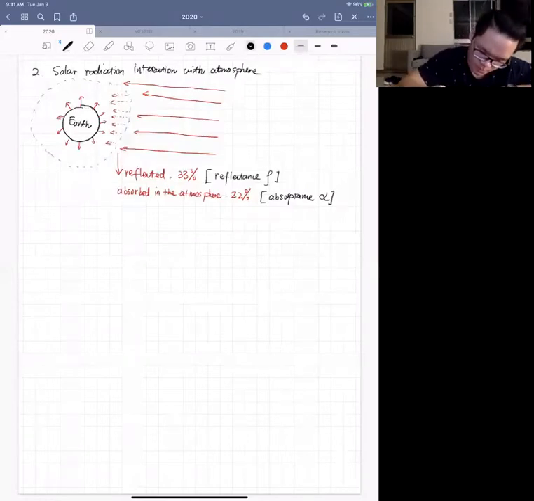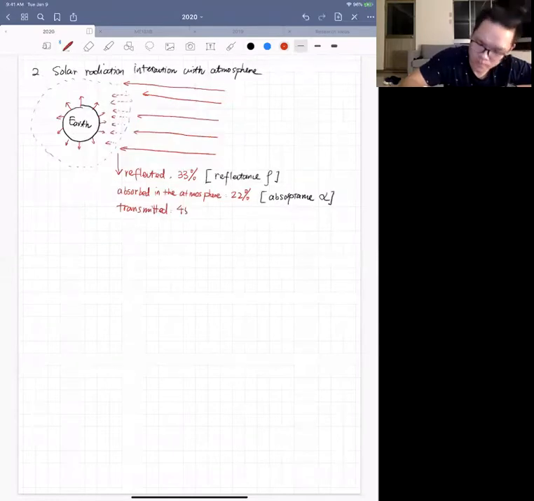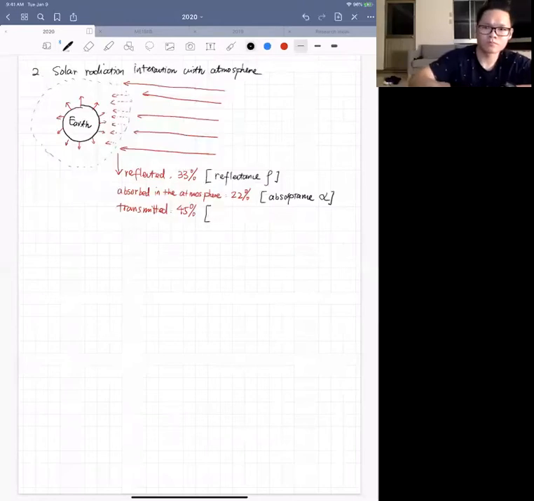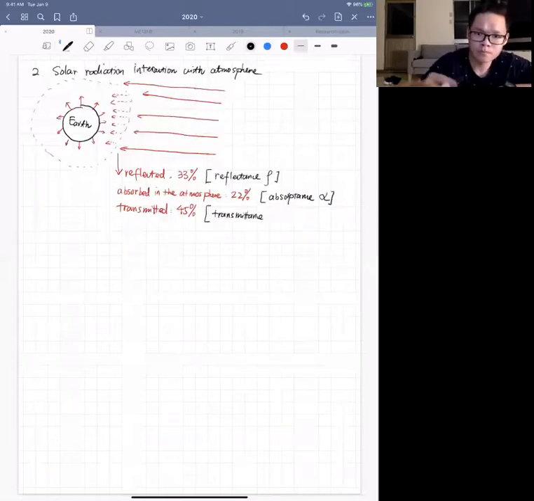Then the rest of the radiation can actually pass through the atmosphere and reach the Earth's surface. The rest is transmitted. We actually have 45% transmitted through the atmosphere. We use the property transmittance, or tau, to describe this material property.